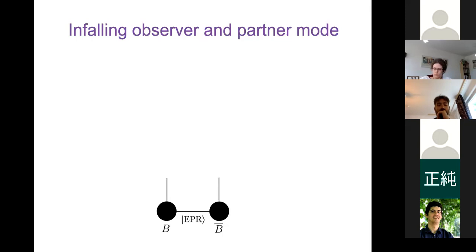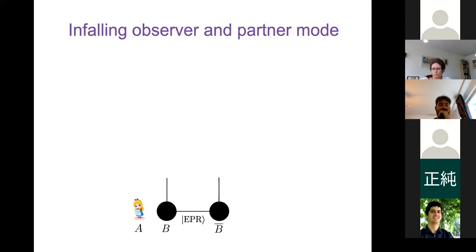Now, in this situation, of course, it is obvious that you can find the partner mode on the other side of the black hole because B and B bar are entangled. Now, let's imagine that some measurement probe or infalling observer Alice is dropped toward the black hole at time t equals zero.